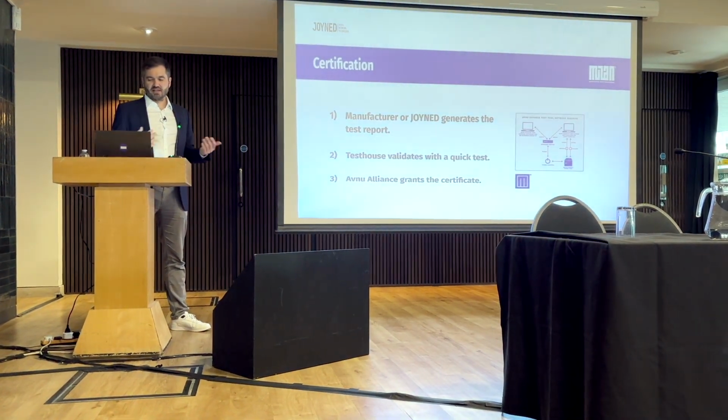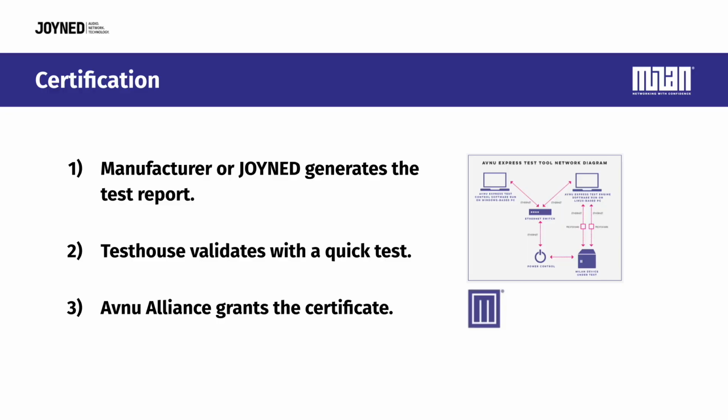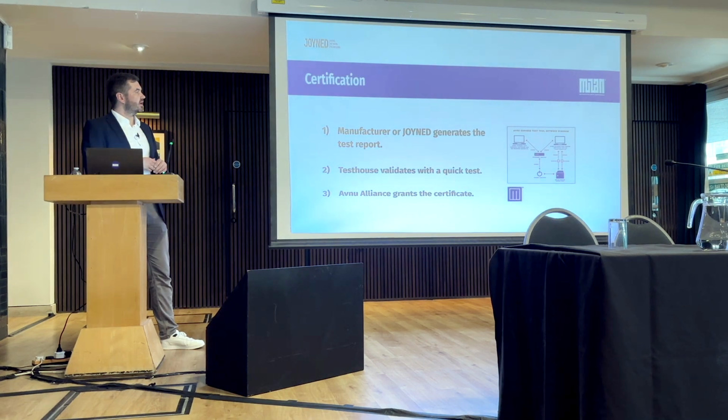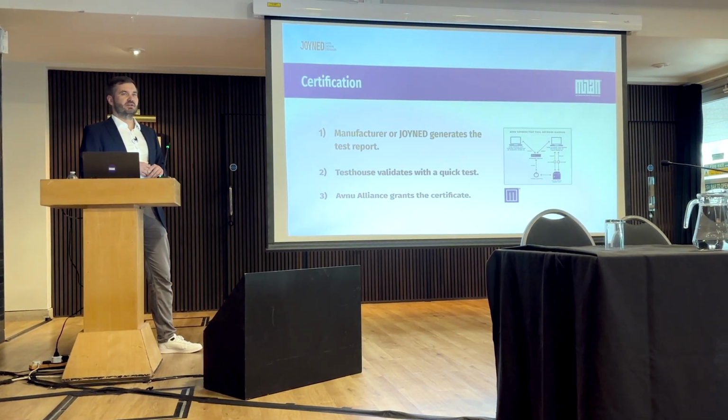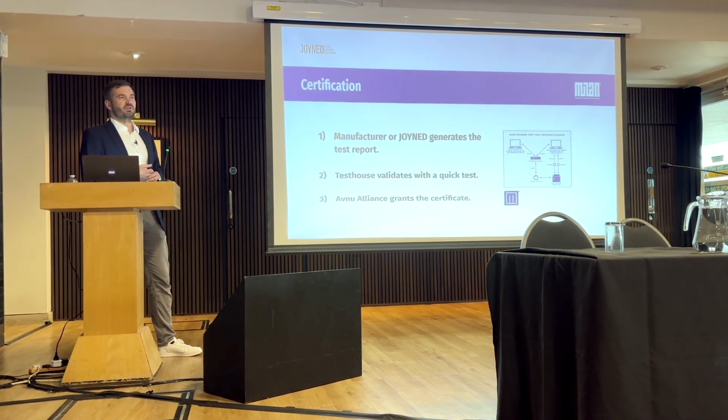The process for that is either the manufacturer or we as JOYNED generate test reports. It's an automated test that runs through. Then we have to go to an official test house that validates with a so-called quick test, and then the Avnu Alliance can grant this certificate. So if you see this Milan certification trademark on a device, you have full reliability that it fulfills everything that is specified.